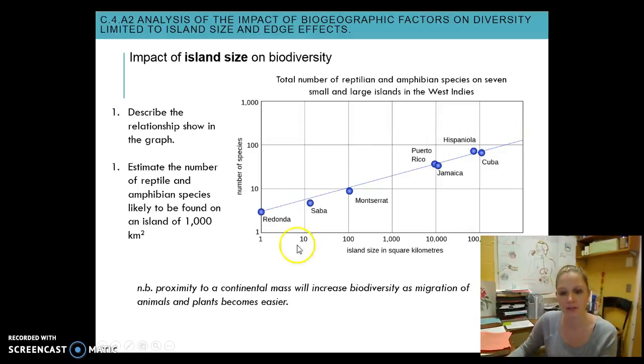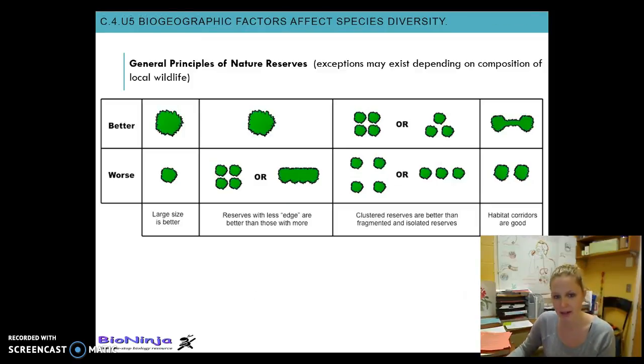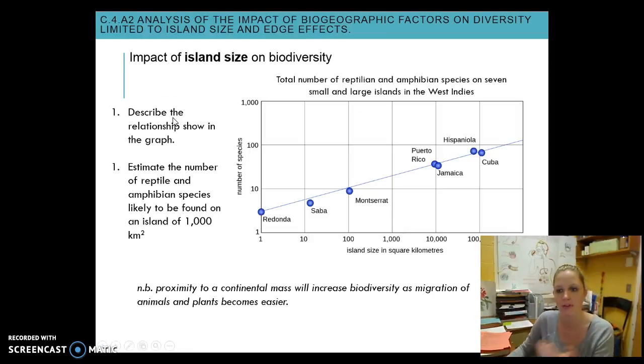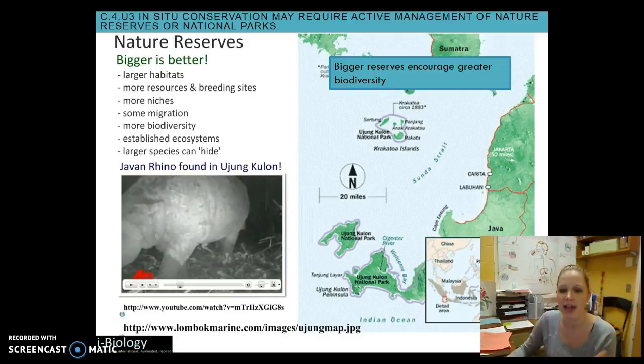One, this image is in your packet, but you can see that as island size increases, the number of species increases. So, we can infer, based on that, that the larger the size of the nature reserve, the more diversity you would have, right? Now, we have this thing called edge effect that's going to come into play here in a second. Why is bigger better?